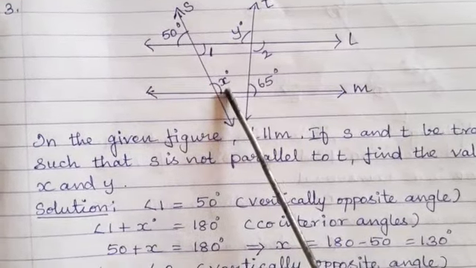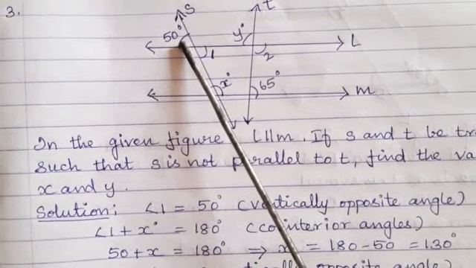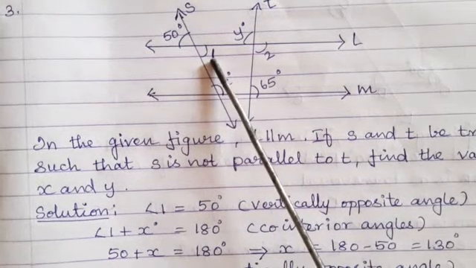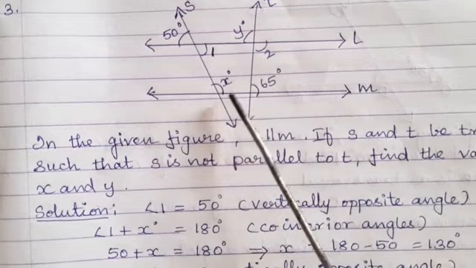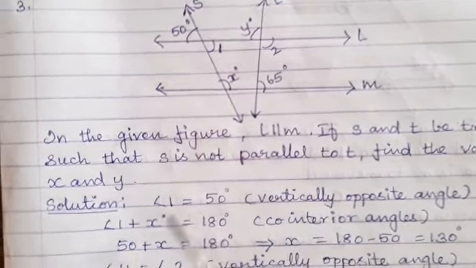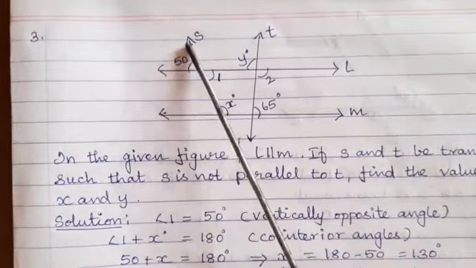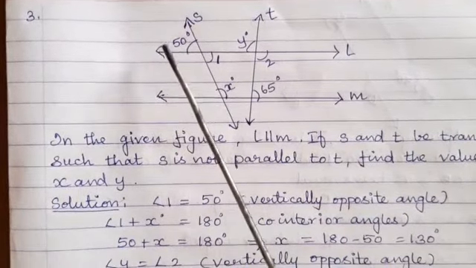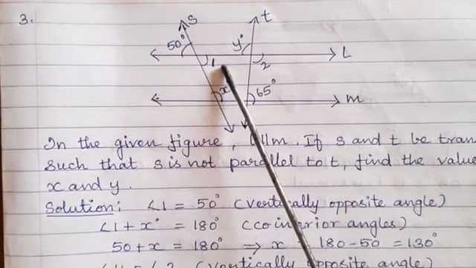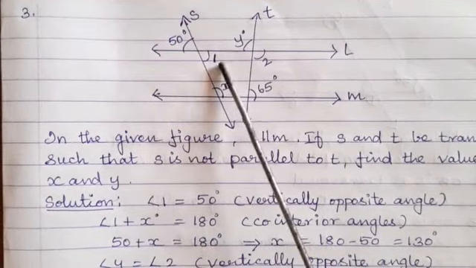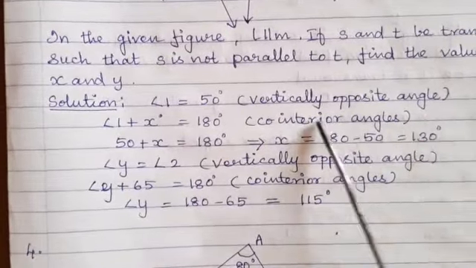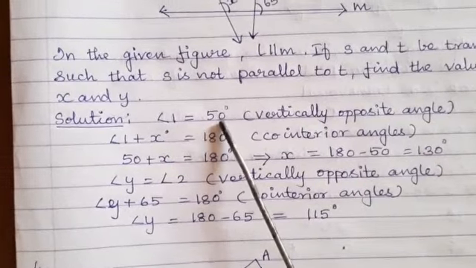See the figure first. Here the 50 degrees is given. Here angle 1 is given, and angle 2 is written there. You have to find the values of X and Y. Here angle 1 equals 50. Why? Because the two lines intersect and the vertically opposite angles are equal, you know that. So 50 degrees is equal to angle 1. So you will write the reason: vertically opposite angle, angle 1 equals 50 degrees.